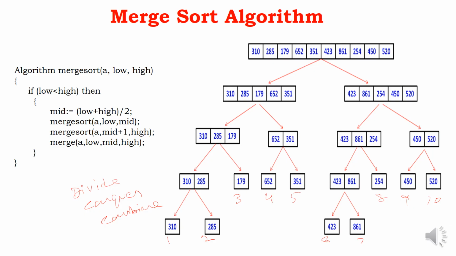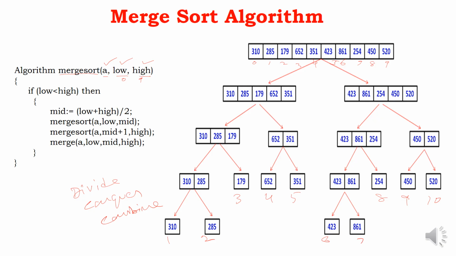See here the algorithm merge sort A low high. A is the array, low is the position of the first element, high is the position of the last element. Where there are 10 elements, normally the position starts from 0, 1, 2, 3 up to n minus 1, which means 9. So 0 to 9, there are 10 elements. The indices are from 0 to 9. So low is 0, high is 9 initially.